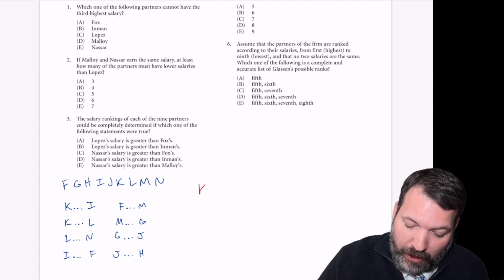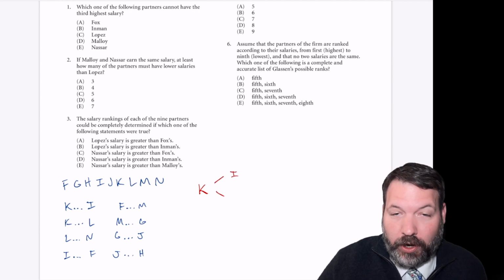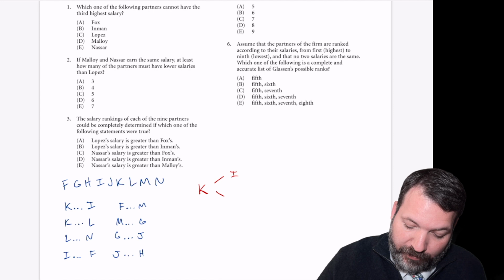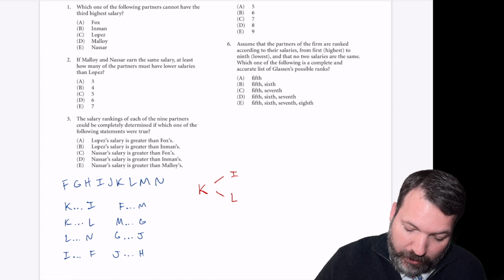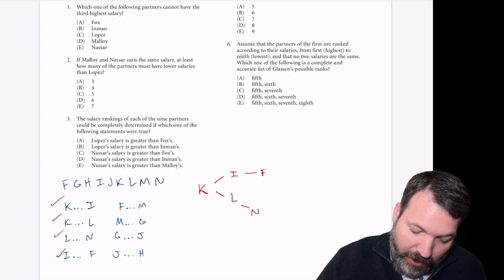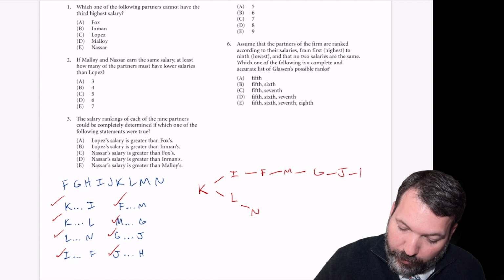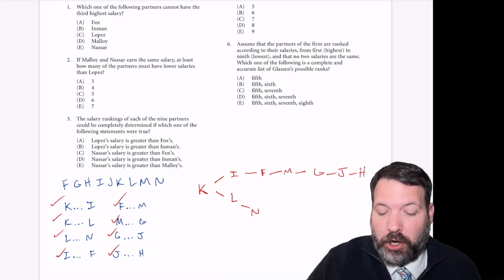Let's just put K at the beginning, and then we're just going to start building our branches, right? This is why we call it a tree branch diagram. So K is before I and L. L is before N. So I'm just ticking these off as I go. I is before F. F is before M. M is before G. G is before J, and J is before H. So in this case, I just get 2 long branches.